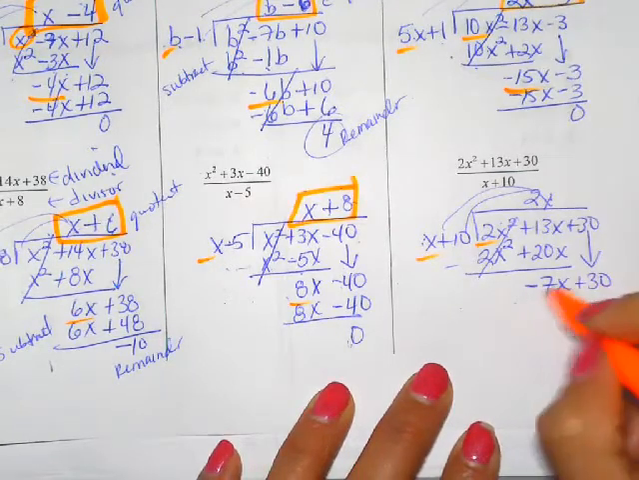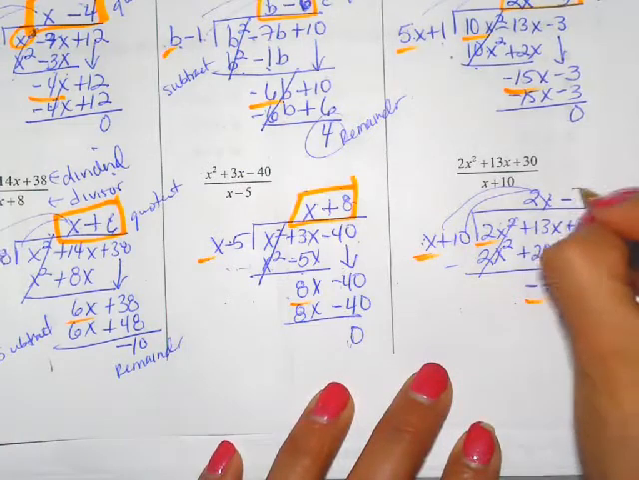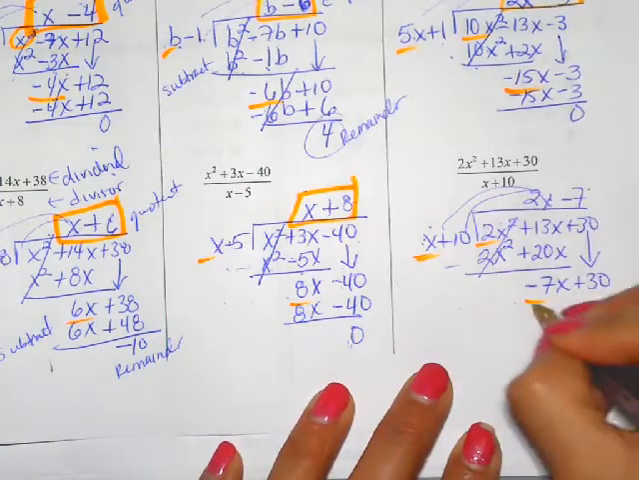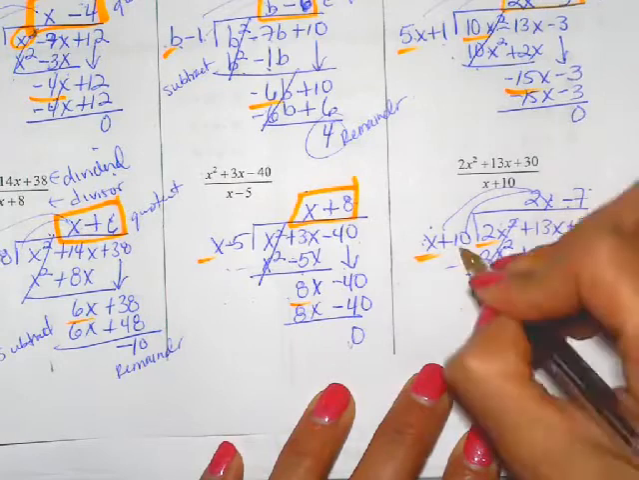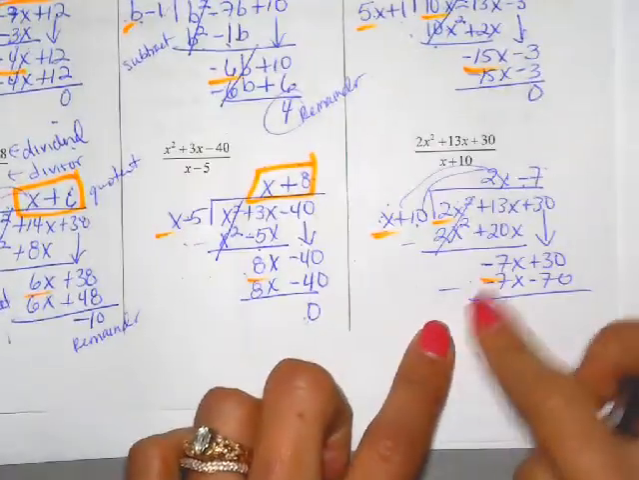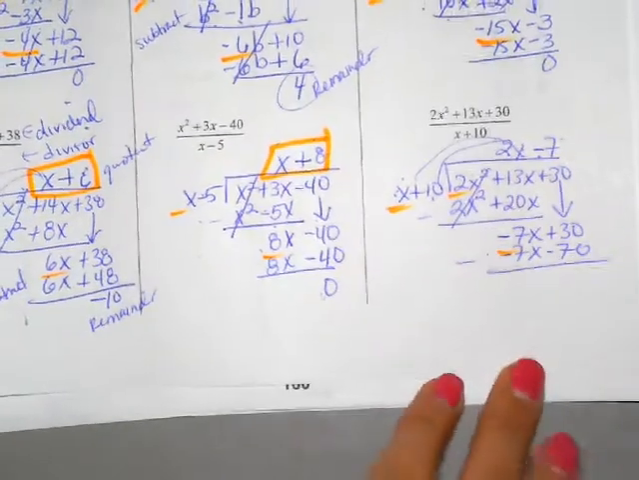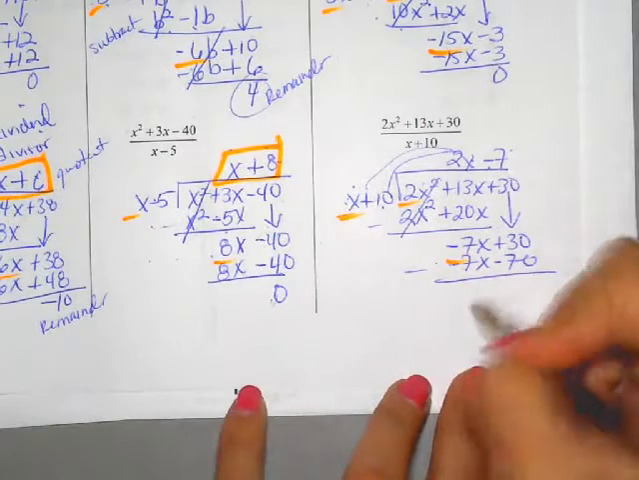Again, focus on the first term, negative 7x and x. Negative 7 times x will give me negative 7x. Negative 7 times 10 will give me negative 70. Since we're subtracting, be careful. Okay, that'll change that to a positive. So negative 7 plus 7 will be 0.